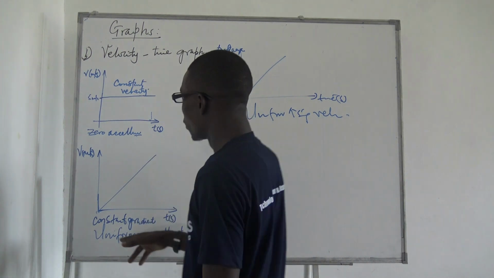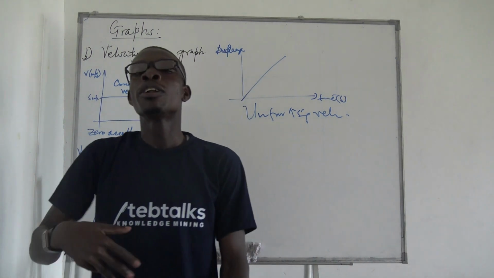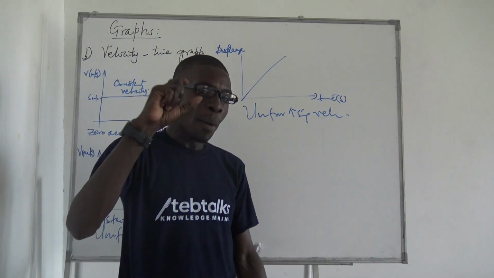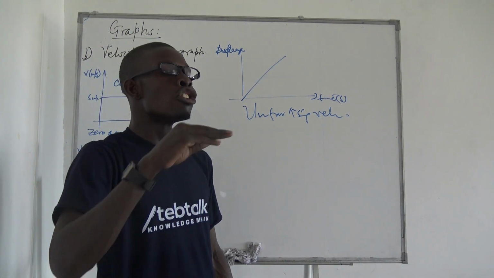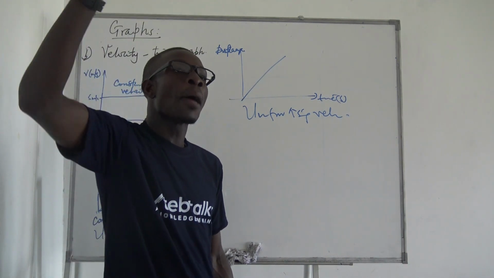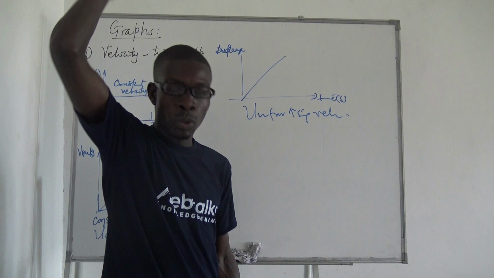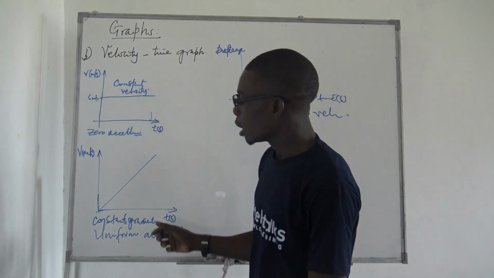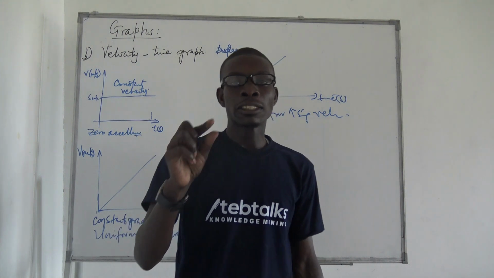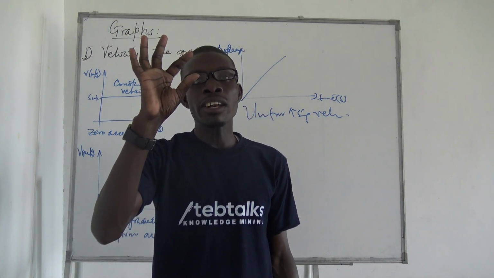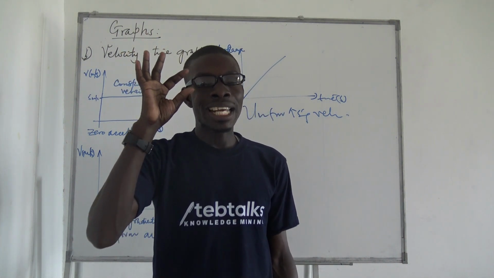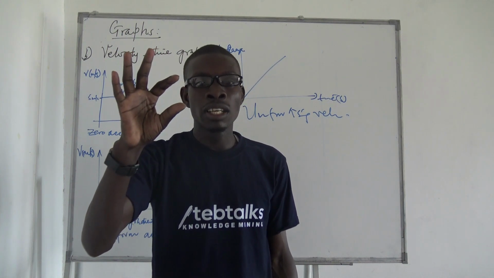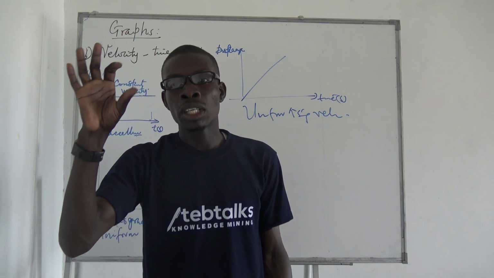We don't say uniform increasing acceleration, we say uniform acceleration, because the moment you mention the word acceleration, you're already looking at a positive change, which is an increment, isn't it? So just say it is uniform acceleration. That is when a given velocity is increased over a constant time interval.